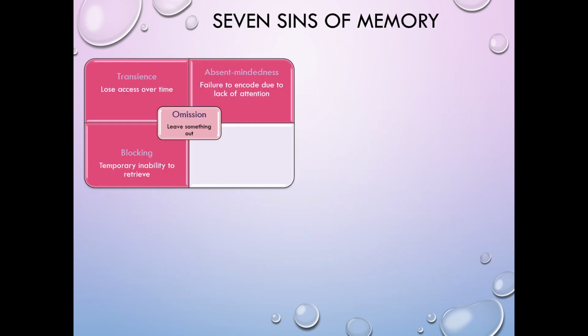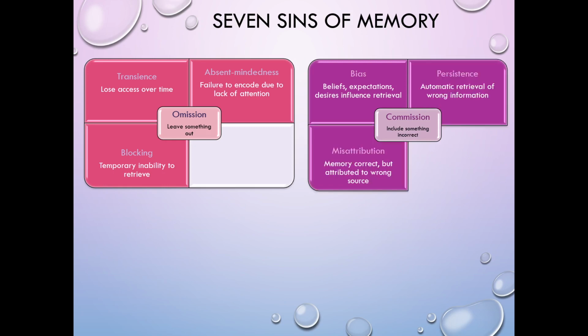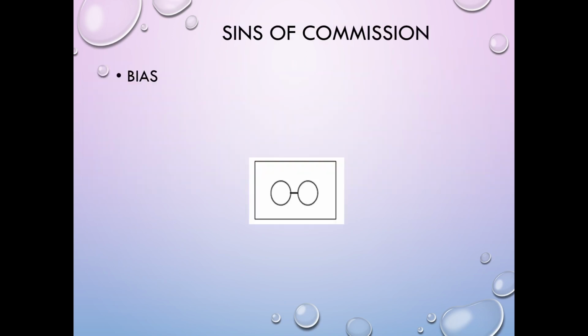All right, so we have covered the sins of omission. So now in the sins of commission, we have bias, persistence, misattribution, and suggestibility. So let's dive into the sins of commission. Bias.